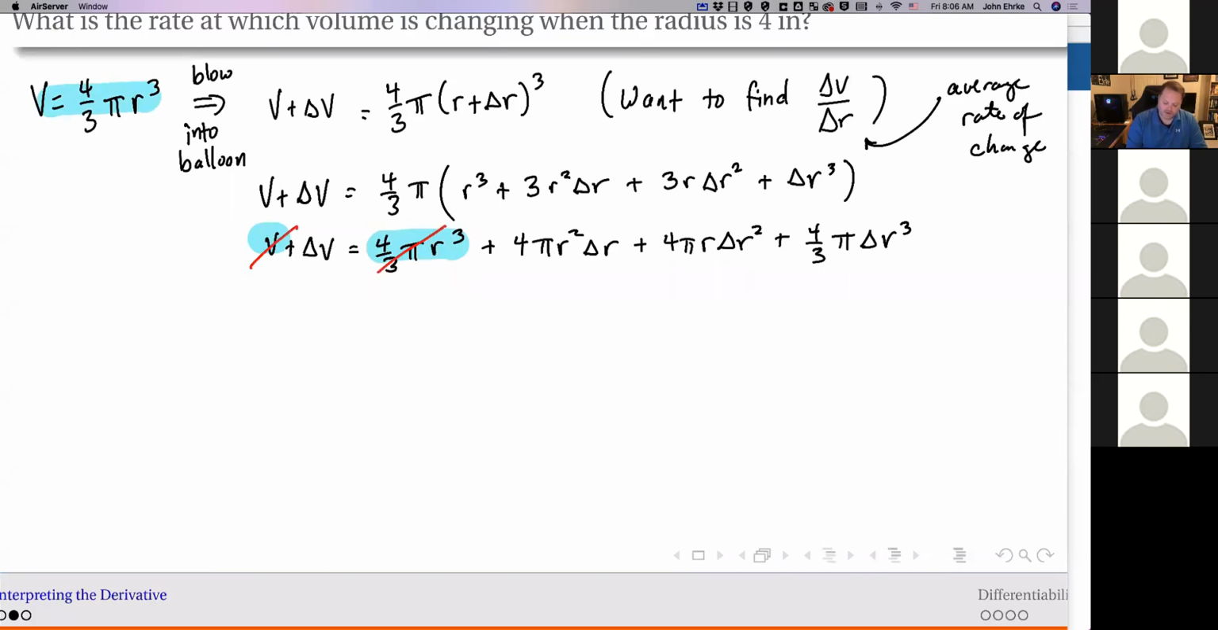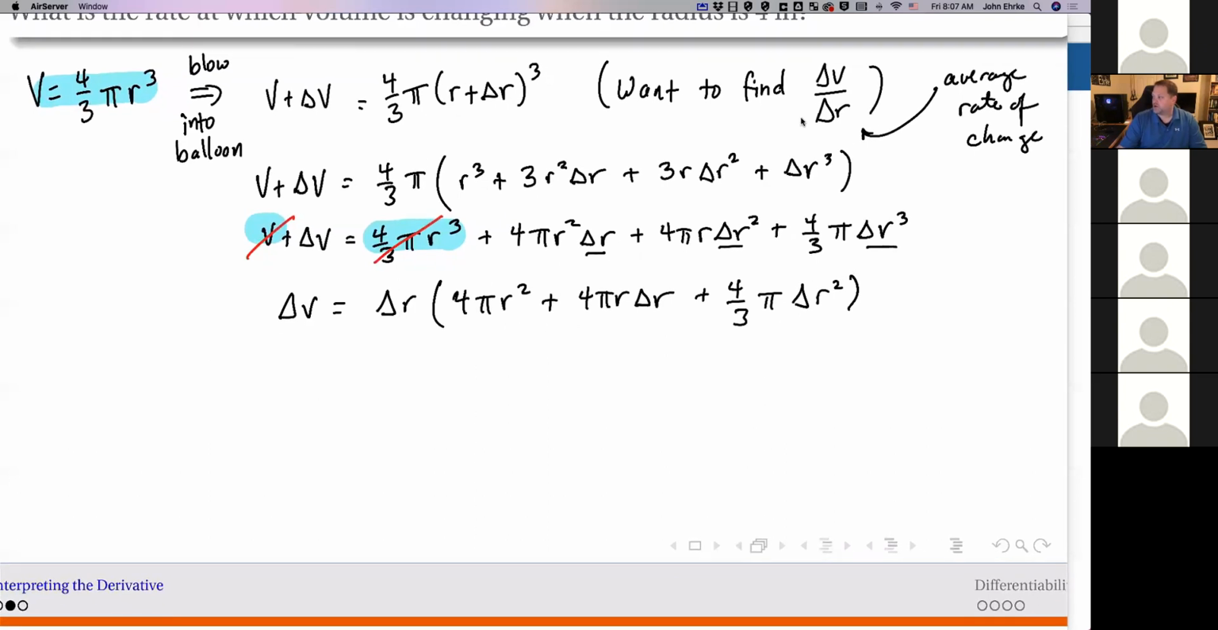What I'm left with then is delta V on the left-hand side. And on the right-hand side, every term has a delta R. So I'm going to factor out a delta R on the right-hand side. So if I factor out a delta R, what remains on the right-hand side, I get 4 pi r squared plus 4 pi r delta r, there's one of those left, plus 4/3 pi delta r squared.